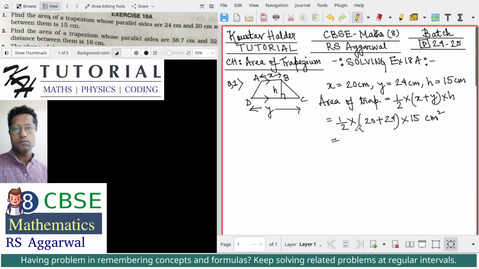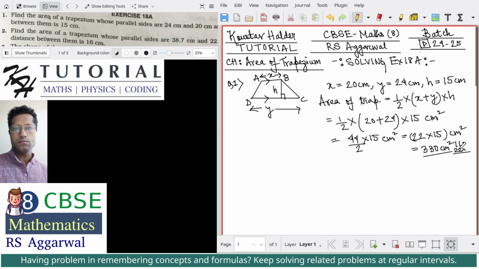So this is equal to 44 divided by 2 multiplied by 15 centimeter square, and this is equal to 22 multiplied by 15 centimeter square. How much is 22 multiplied by 15? This is 110, 22, so 330 centimeter square is the area of the trapezium.